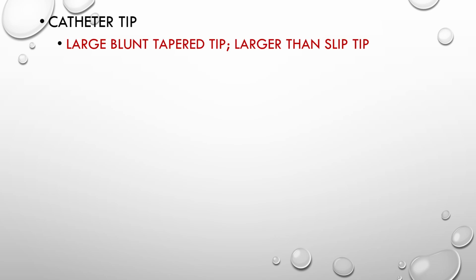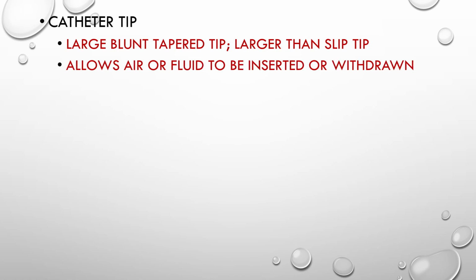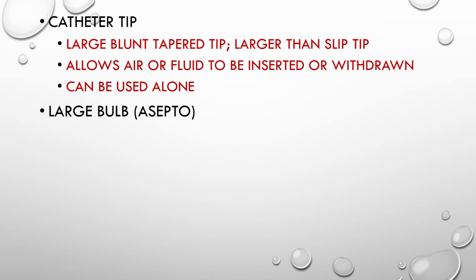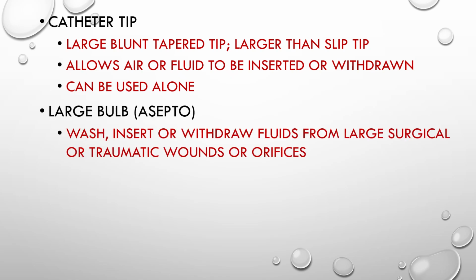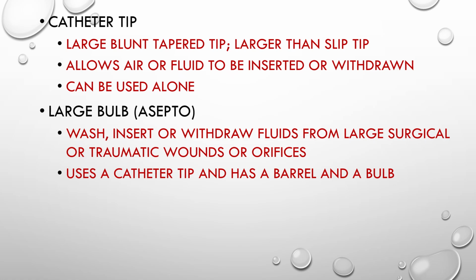All right, so the first one, the catheter tip. This has a large blunt kind of tapered end that's larger than the slip tip, and that's going to allow air and fluid to be inserted or withdrawn, and it can actually be used by itself. Now the large bulb or Asepto, this almost looks like a baster, so as it implies, a larger bulb at the end for washing or inserting, even withdrawing fluids from large wounds or orifices. That catheter tip can also be used as a barrel, so it has a barrel and a bulb, and it uses that catheter tip at the end.